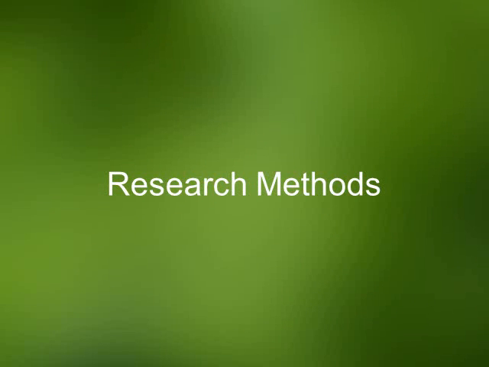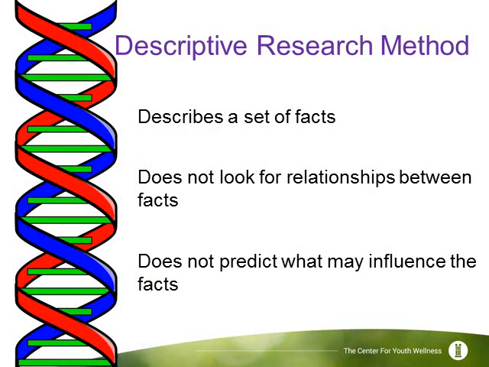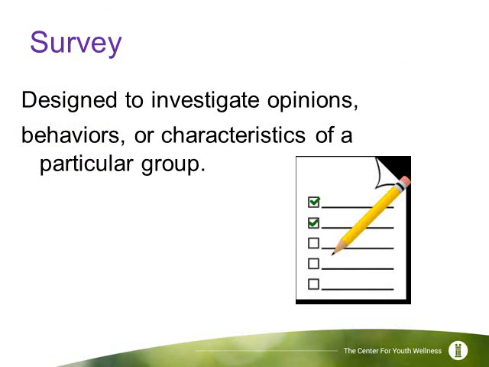Let's take a look at some of the research methods scientists use to come to their conclusions. Descriptive research methods are approaches for observing and describing behavior. A descriptive study describes a set of facts, doesn't look for relationships between the facts, doesn't predict what may influence the facts, and may or may not include empirical data. For example, you could measure the percentage of new students from out of state each year since 1980.